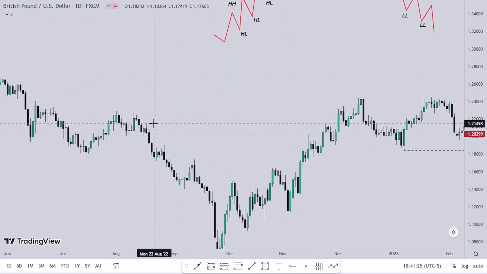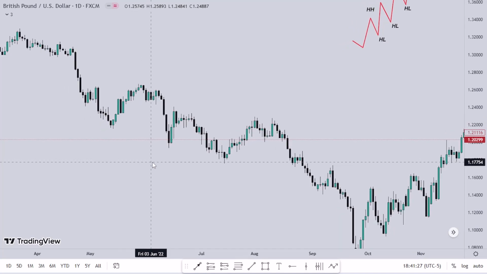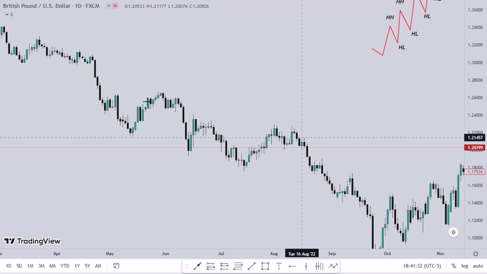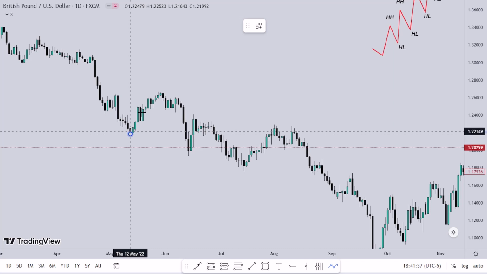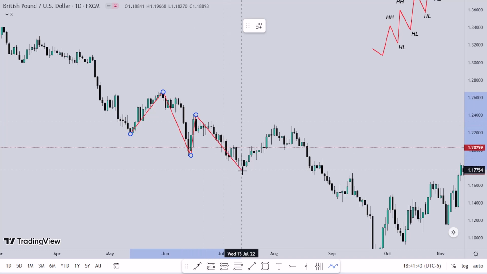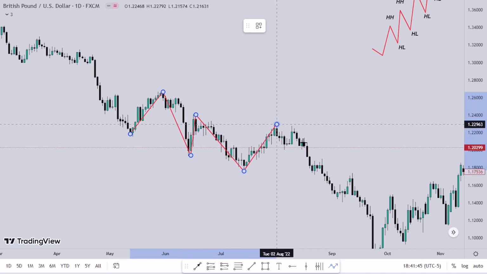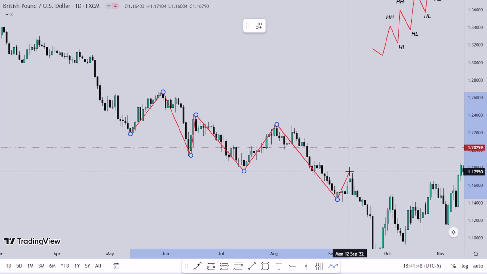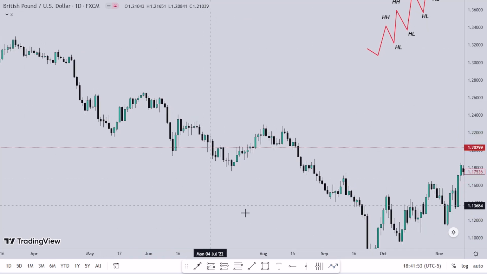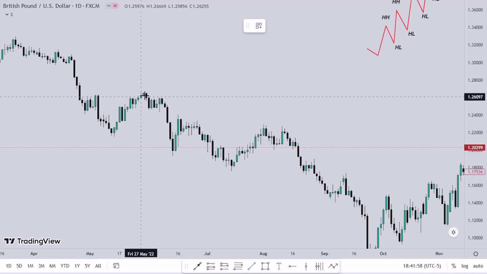This is the pound USD. I'm gonna mark a few structures here, and you can see that we've been going down. We've been making a series of lower highs and lower lows. Okay, lower highs, lower lows, a series of them. But let me get really into it and mark it up for you. So you can say that we broke the structure here.